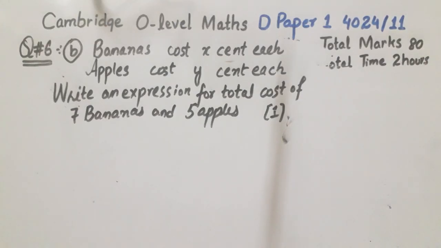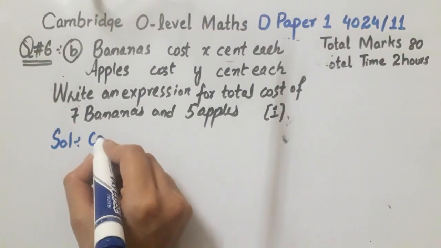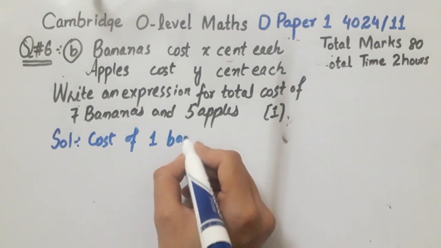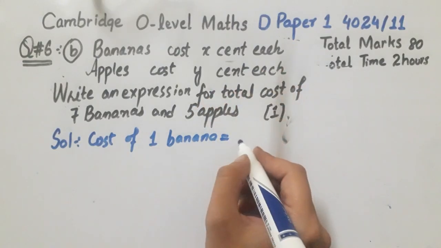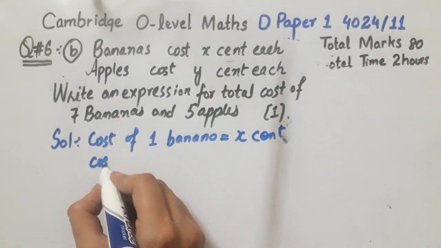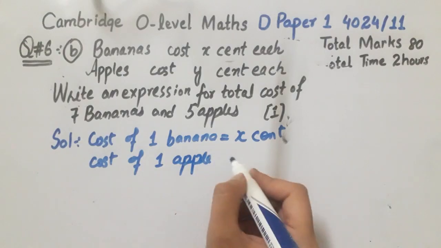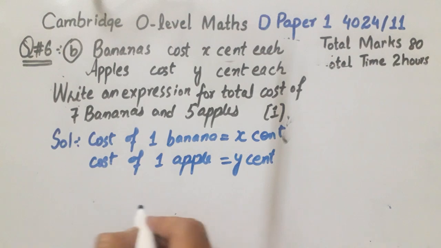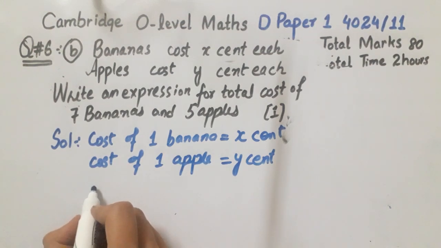First of all, you will write the cost of 1 banana, which is given in the question, that is x for each. So for 1 banana it is x cent, and the cost of 1 apple is equal to y cent. So the total cost of 7 bananas will be equal to 7x.